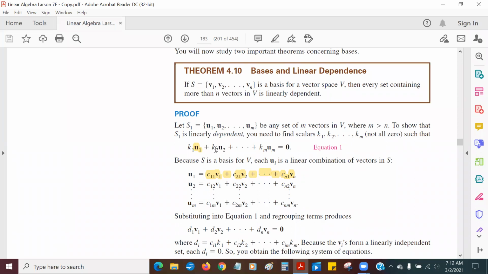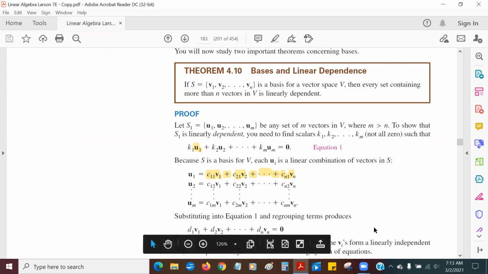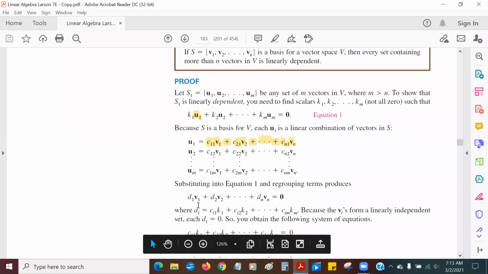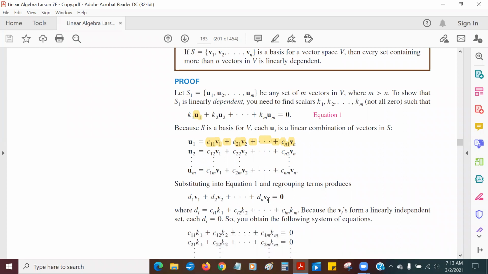In this expression over here, I'm multiplying K2 times U2, which means K2 is going to multiply C12 of V1. So the coefficient of V1 in the second expression is going to be K2 times C12. And then if you go all the way down the line, the coefficient of V1 from the last one is going to be Km times C1m. And we're going to have a whole bunch of very long coefficients, but I'm just going to call them D1, D2, up to Dn.